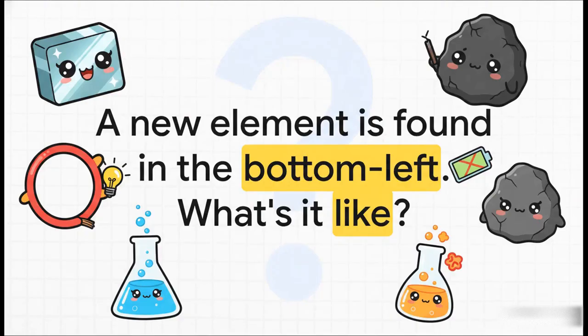Which leaves us with one last little thought experiment. Imagine tomorrow scientists announce they've found a brand new element, and its spot on the map is way down in that bottom left corner. Based on everything we've just seen, what could you predict about it? Would it be shiny or dull? A good conductor? And what about its oxide? Would it be basic or acidic? The map, it gives you all the clues you need to figure it out.